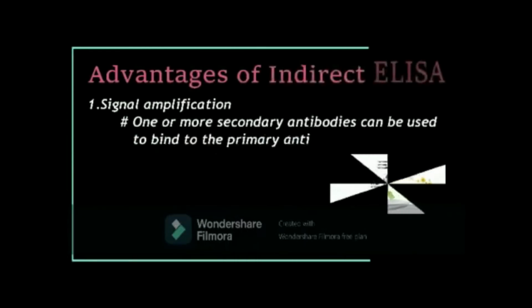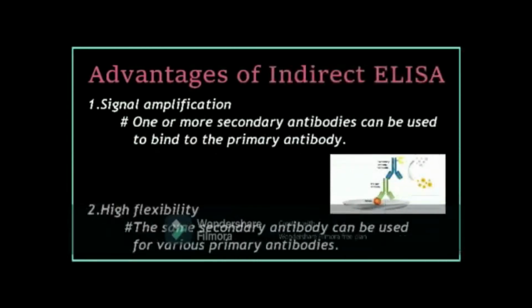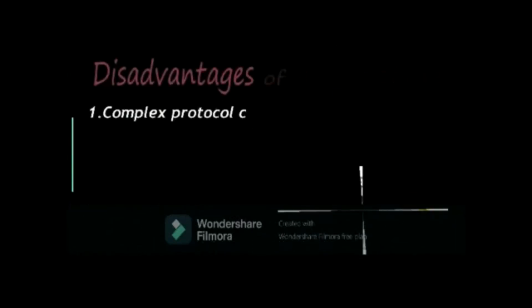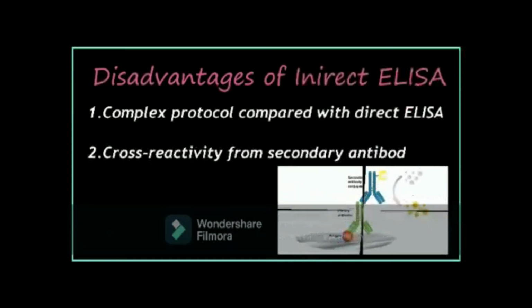Advantages of indirect ELISA: signal amplification, and it has high flexibility so that some secondary antibodies can be used for various primary antibodies. Disadvantages of indirect ELISA: it is a complex protocol compared with direct ELISA, and cross reactions from secondary antibodies were observed.